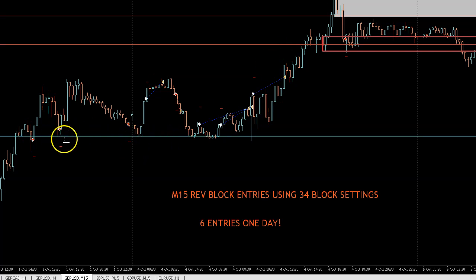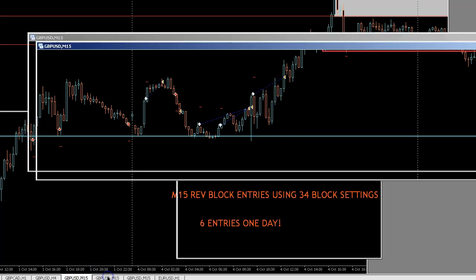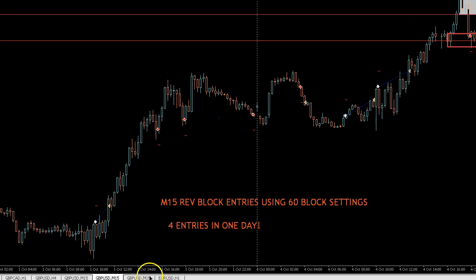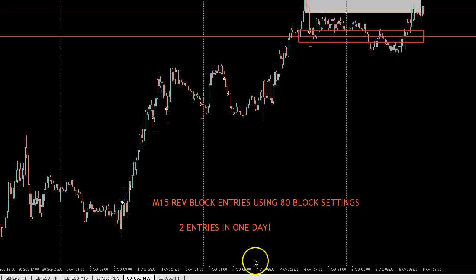I mean, the difference is not much, so that's why it gave me this one as well. So you can tell that we get a lot of entries when we use 34. Then if you increase it to 60, and when you increase it to 80, you can even increase it. I mean, you can use random numbers. You can use 100 to 120.